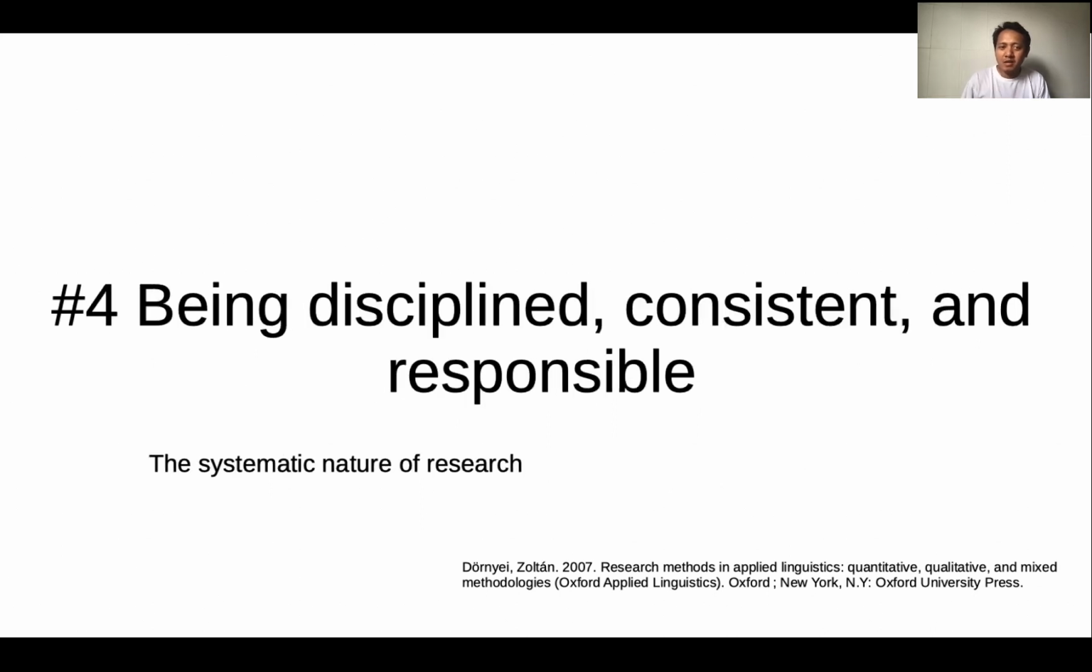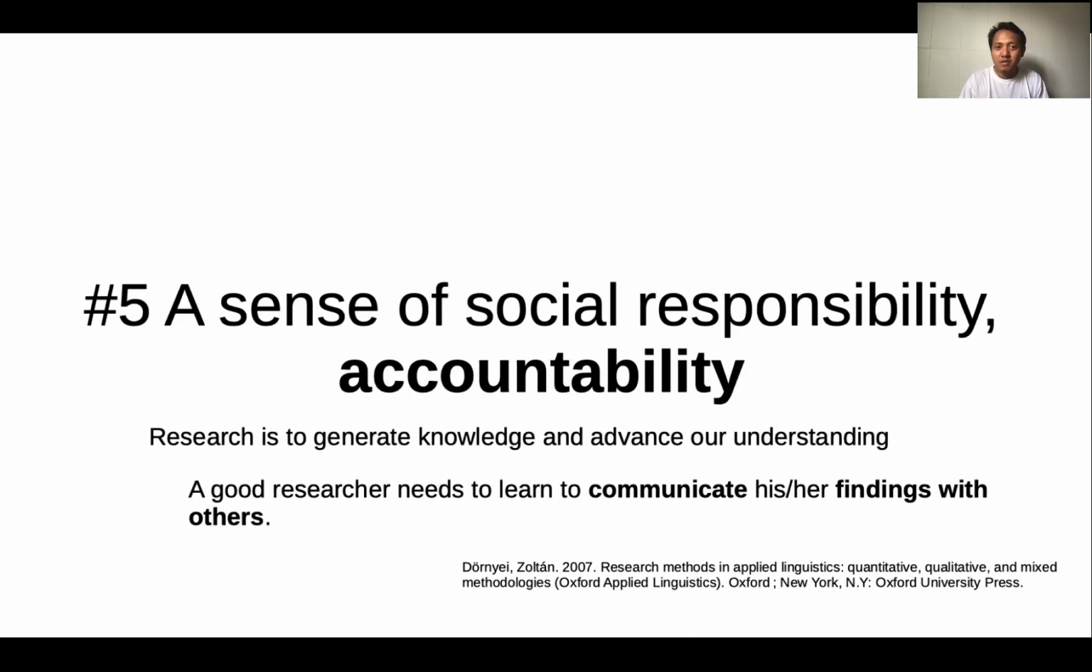Okay. To be a good researcher, you need to be disciplined, consistent, and responsible. This is what is meant by the systematic nature of doing research, the systematic nature of finding out answers to the questions that you have. Why are these three characteristics important: discipline, consistency, and responsibility? Because at the end of the day, we want to be responsible for what we do. We want to have accountability for the results of our research. Because research is not only for having fun, doing what you like, but it is really to generate knowledge and advance our understanding about the topic that you study.